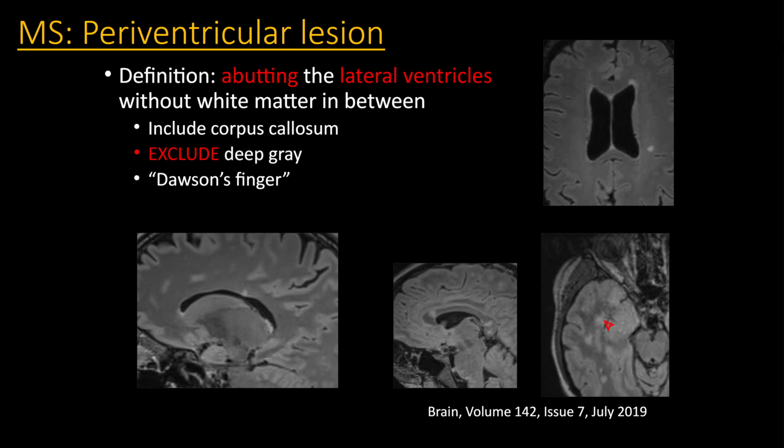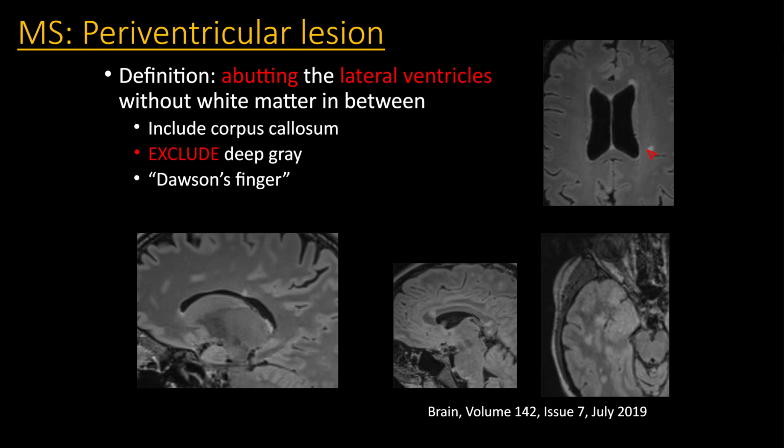And here is another periventricular lesion. Don't forget that the temporal horn of the lateral ventricles is here. So a lesion that touches the temporal horn right here would also be a periventricular lesion. So it's very important that you use the term periventricular very precisely and not loosely, because sometimes people use it loosely: any lesion that's close to the ventricle you call periventricular. That is incorrect for the purposes of MS.